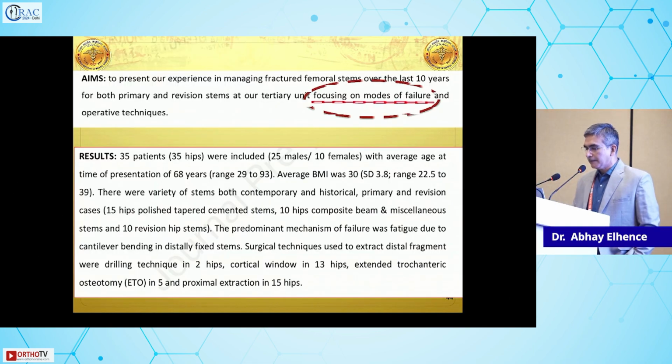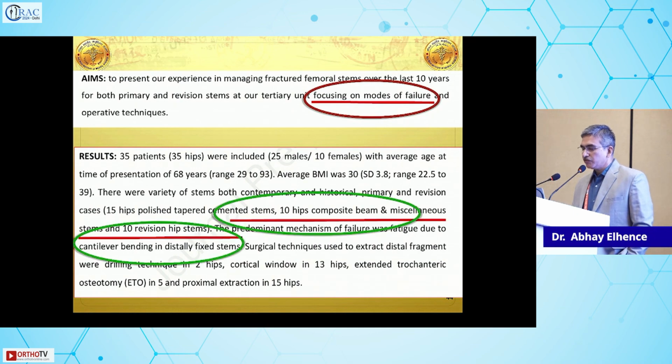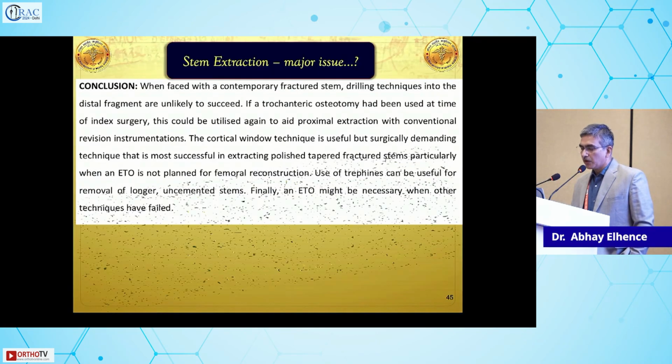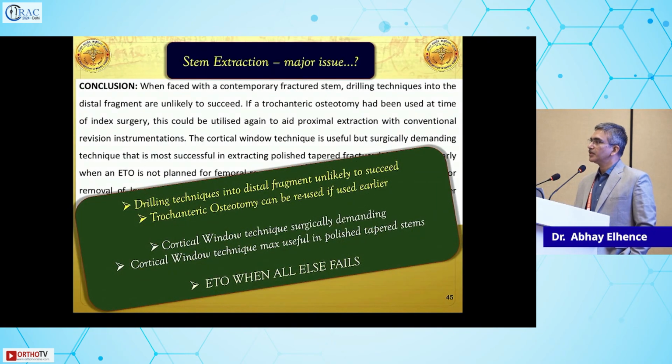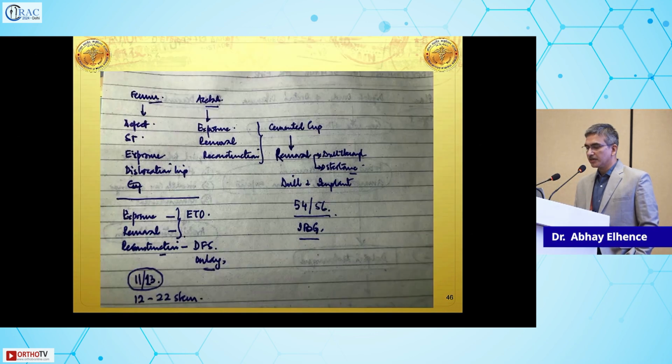So you have to know what are the modes of failure, where your defect is, what is the kind of forces that your hip is being subjected to, and then you choose how do you take out this stem, how do you bypass this deformity. So there are lots of solutions. You can create a cortical window, you can make a long sleeve, or if nothing else is going to work, you have to do an extended trochanteric osteotomy.